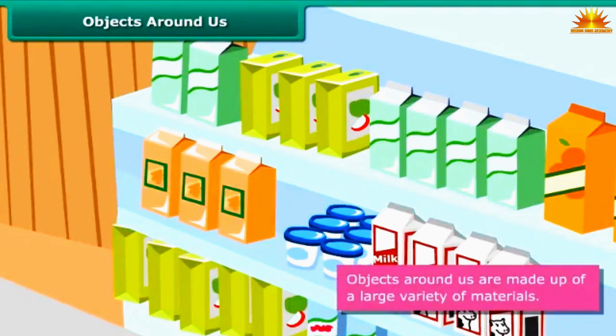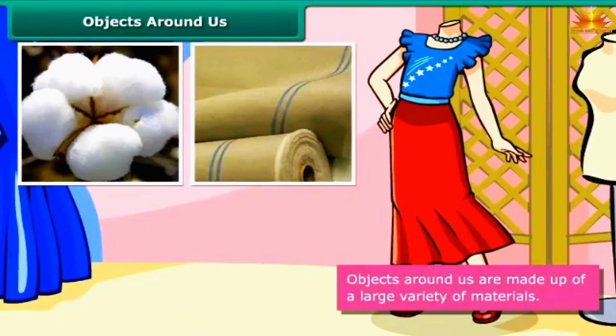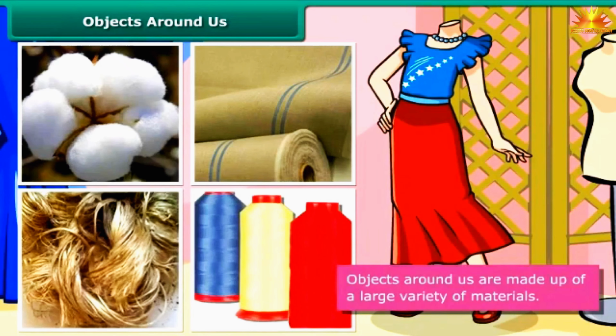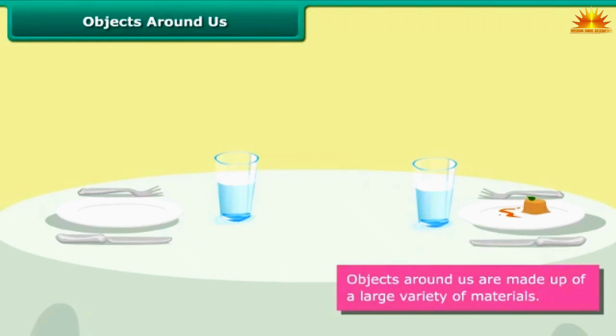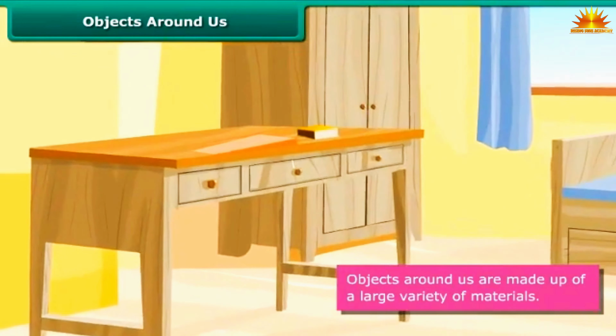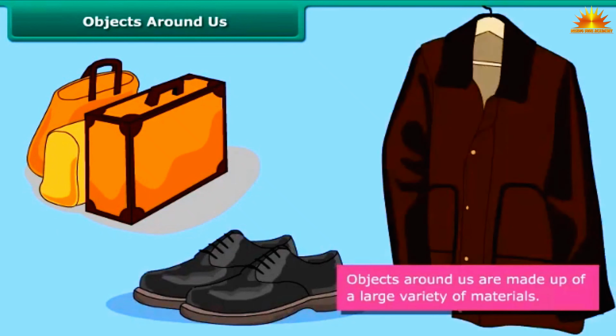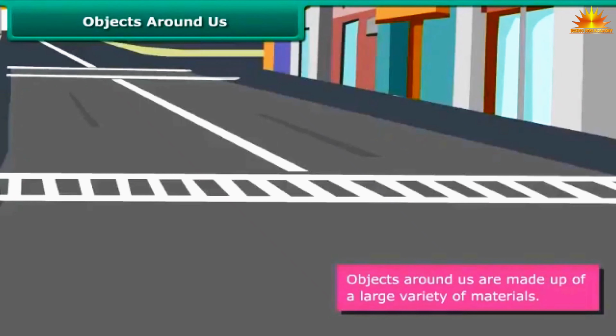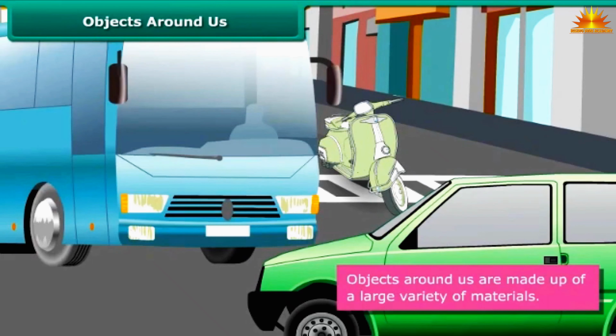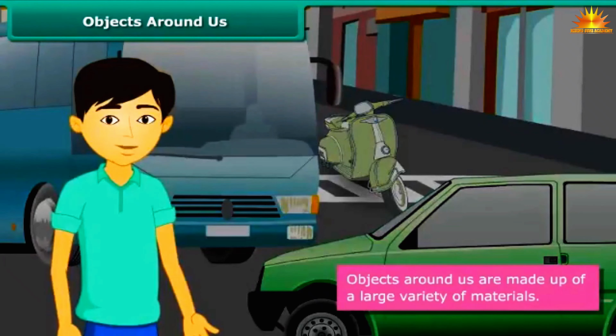All objects are made of one or more materials. Clothes are designed from cotton, linen, jute, nylon, etc. We use glass, stainless steel, or plastic crockery in our homes. Furniture is made of wood, plastic, or even iron and stone. Leather, plastic, resin, or jute is used to make bags, shoes, and jackets. Vehicles such as scooters, cars, buses are made of steel. Therefore, we may say that objects around us are made up of a large variety of materials.